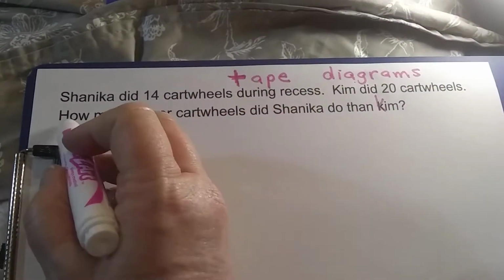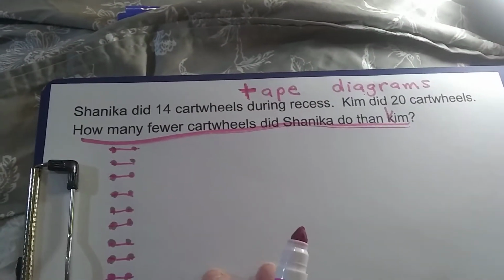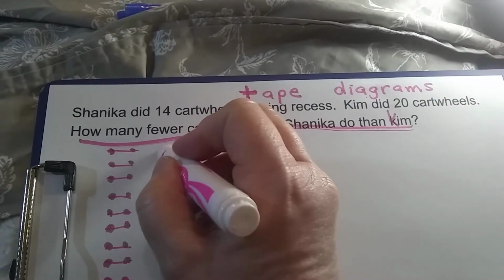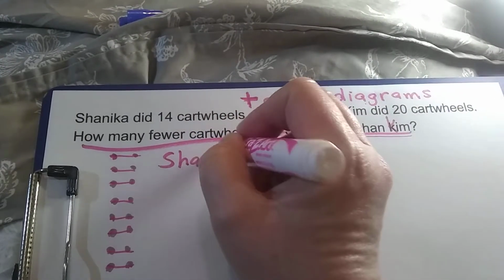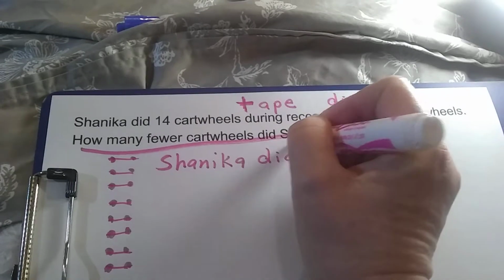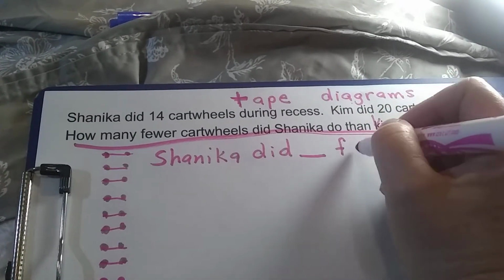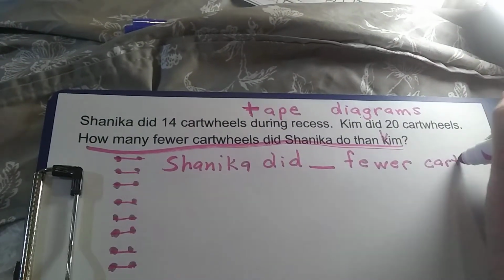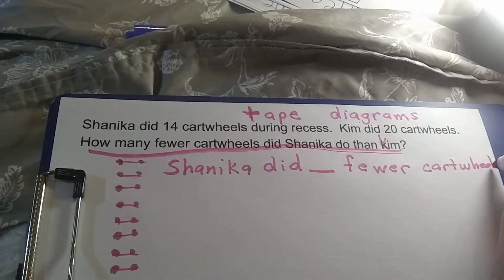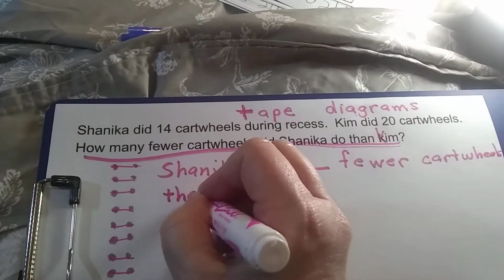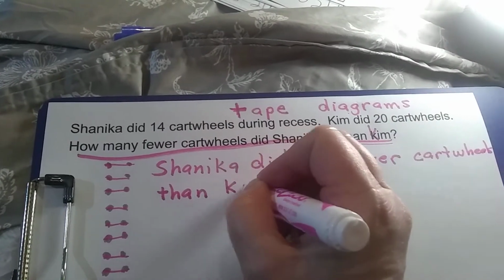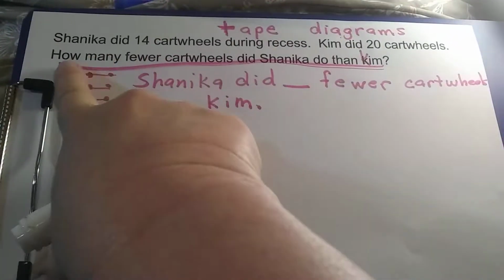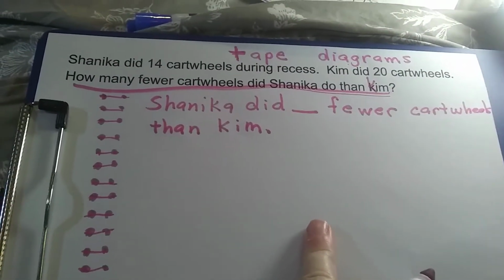So the first thing you would do is look at your question again and say, what do they want me to find out? How many fewer cartwheels did Shanika do than Kim? Shanika did blank fewer cartwheels than Kim. Then once they figure out the answer, they can just fill in the blank. But they're going to have to learn how to turn the sentence around.